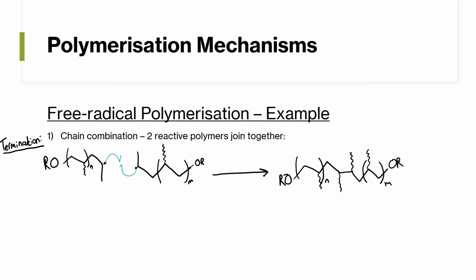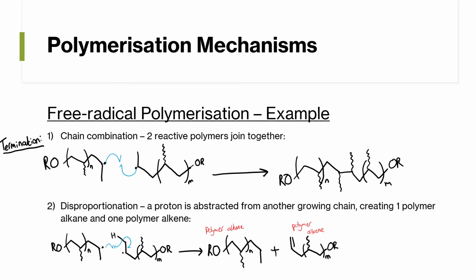First, there's chain combination, where 2 reactive polymer chains join together, and then there's disproportionation, where a proton is abstracted from another grown polymer chain, creating one polymer alkane and one polymer alkene.